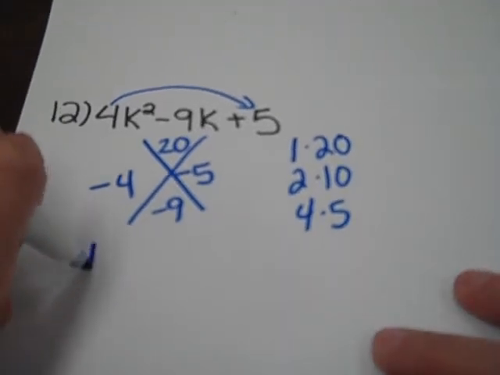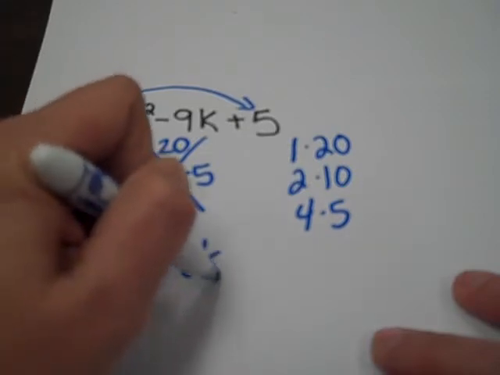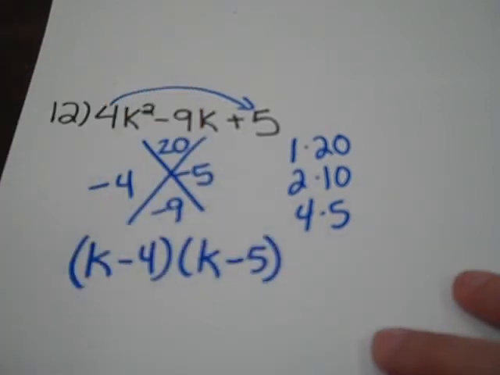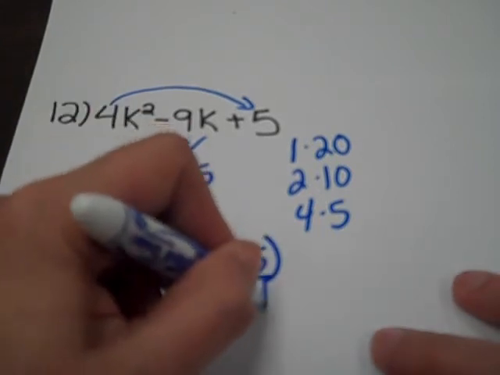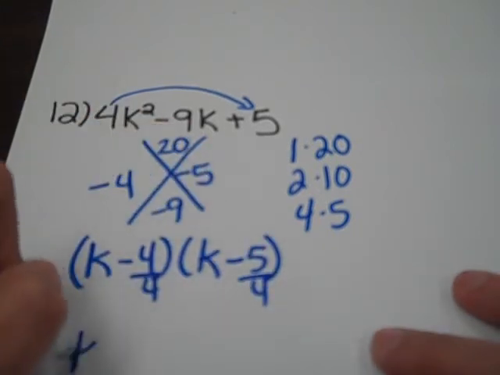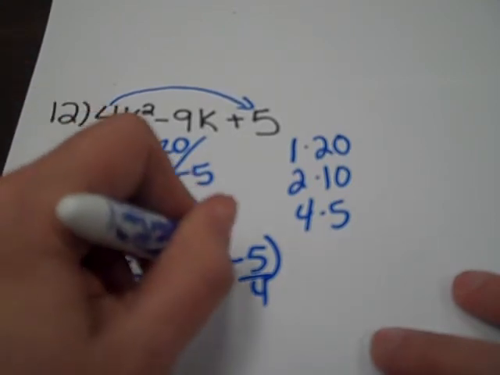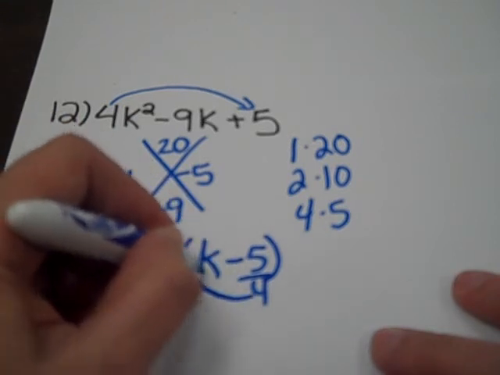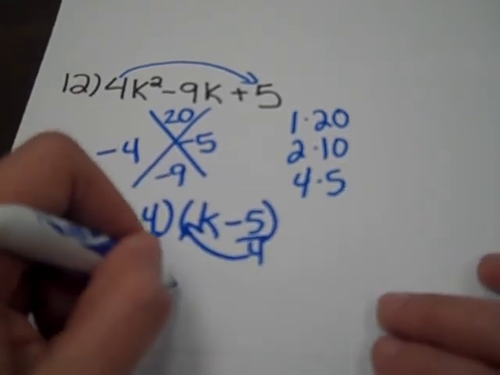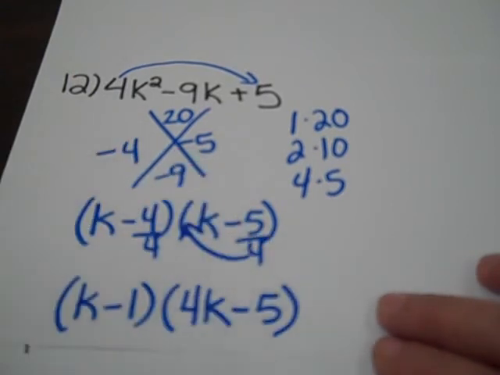Okay, so I have k minus 4 and k minus 5. The number that I slid was 4, so I've got to divide those both by 4. Negative 4 divided by 4 is negative 1. Negative 5 does not divide evenly by 4, but that won't reduce. Okay, so I'm going to slide the 4 back up in front of the k to get 4k minus 5.